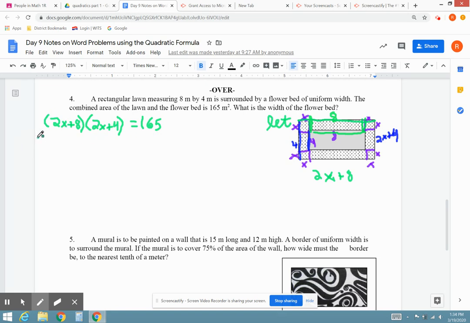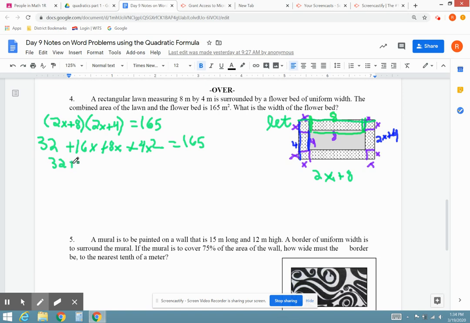You are going to get 32 plus 16x plus 8x plus 4x squared. And I kind of double distributed backwards there, but it's all addition, so my order doesn't matter, equals 165. Okay, combine like terms.